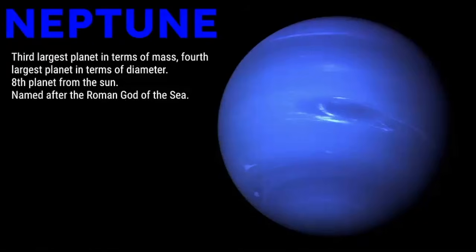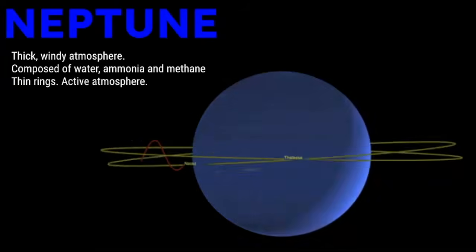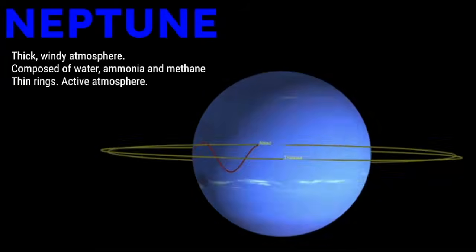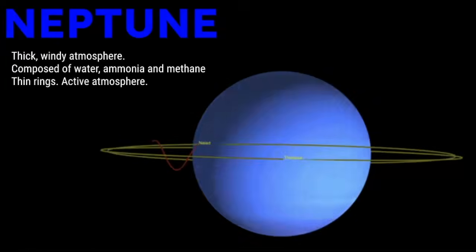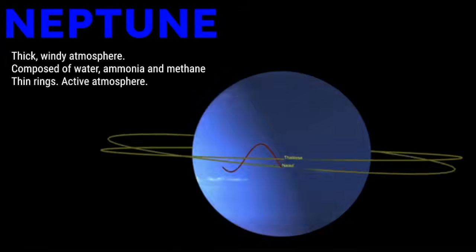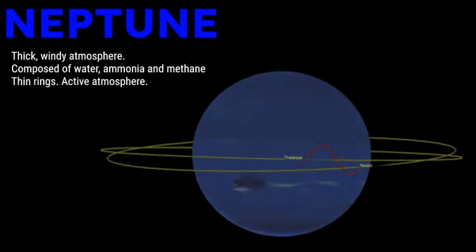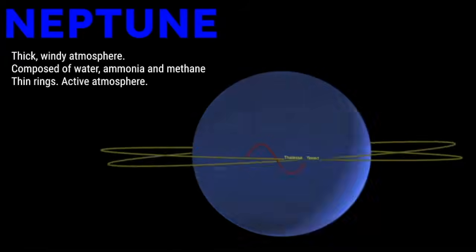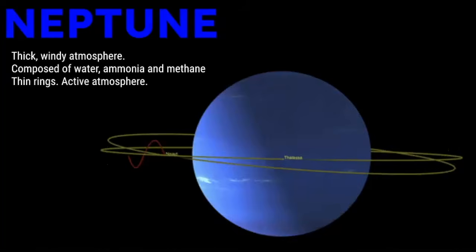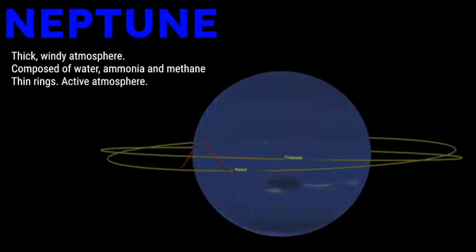Neptune is the third largest planet in terms of mass, but fourth largest planet in terms of diameter. It's the eighth planet from the sun, and it's named after the Roman god of the sea. Some interesting characteristics about it include having a thick, windy atmosphere. In fact, some of the fastest winds ever recorded have been on this planet, and it's mostly composed of water, ammonia, and methane. It has very thin rings, and it has a very active atmosphere and many moons surrounding it.